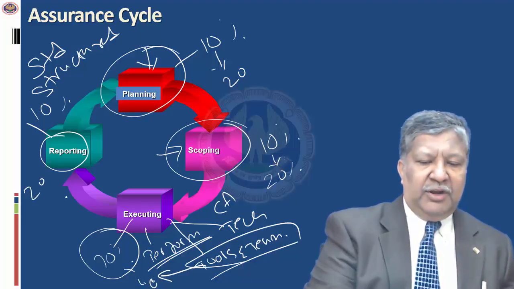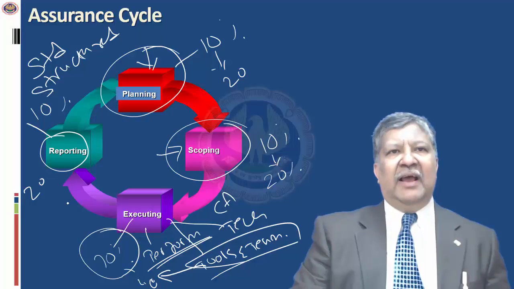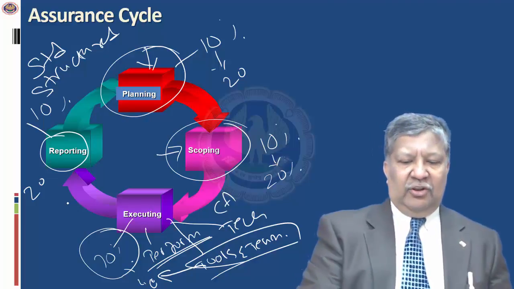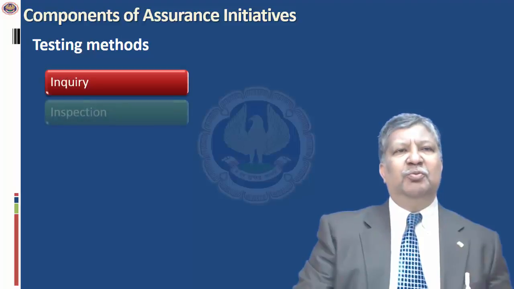And reporting you may spend 20 to 30%, which means fundamentally you spend more time in planning, scoping, and reporting, and less time in execution because you follow a standard structured approach, and you can use technology itself for the purpose of audit.